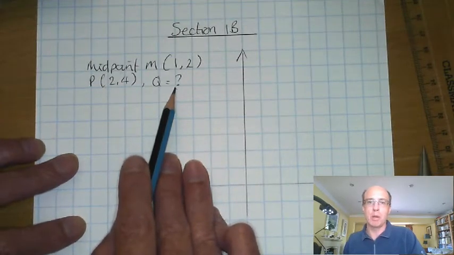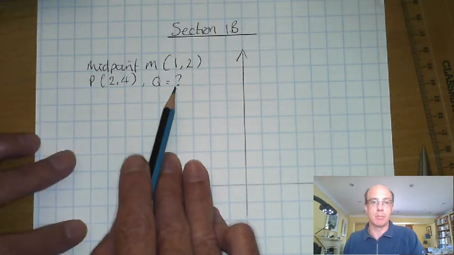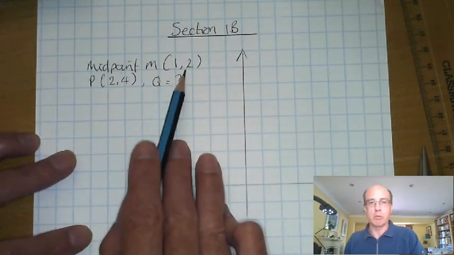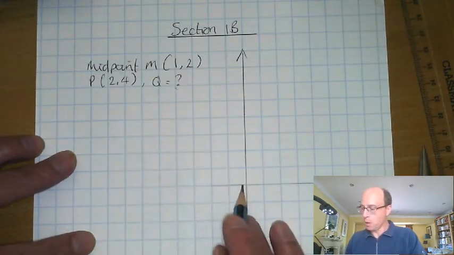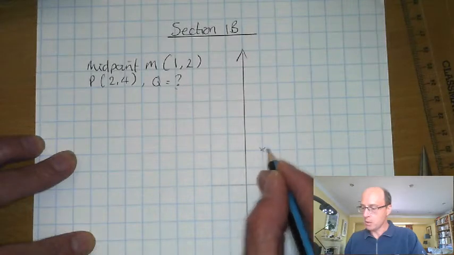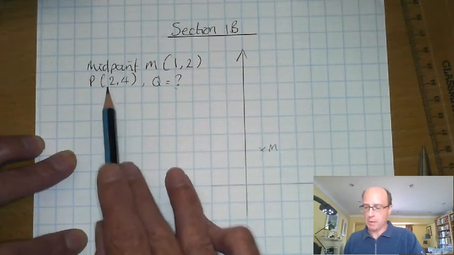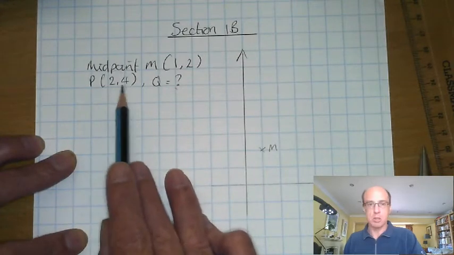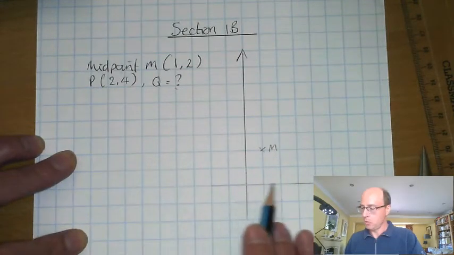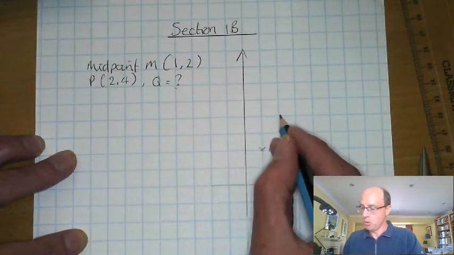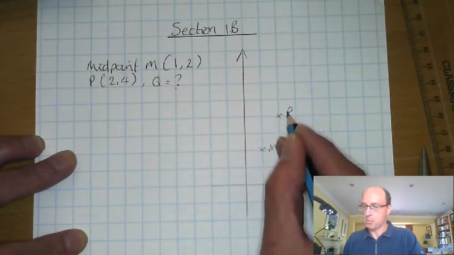Okay, we've got a couple of options that we can look at. One is to plot the points visually, and that's where we're going to start. So I'm going to start with my midpoint of 1, 2. So I'm going 1 along the corridor and 2 up the stairs. I'm then going to plot my point P, one of the ends of my line segment, which is at 2, 4. So 2 along the corridor, 4 up the stairs, and that's my point P.